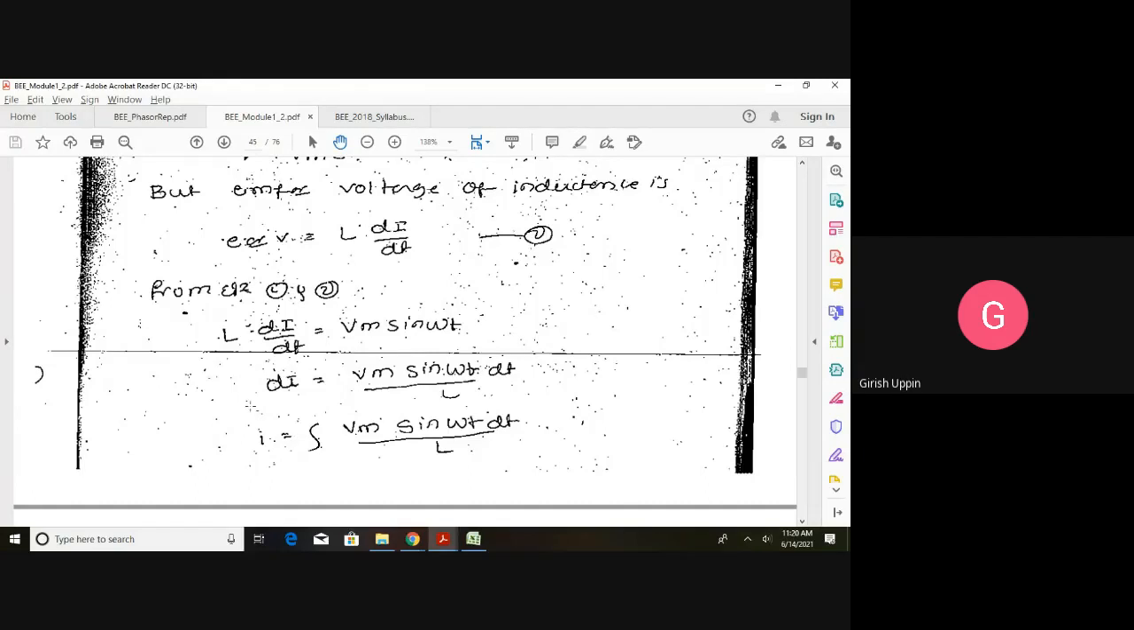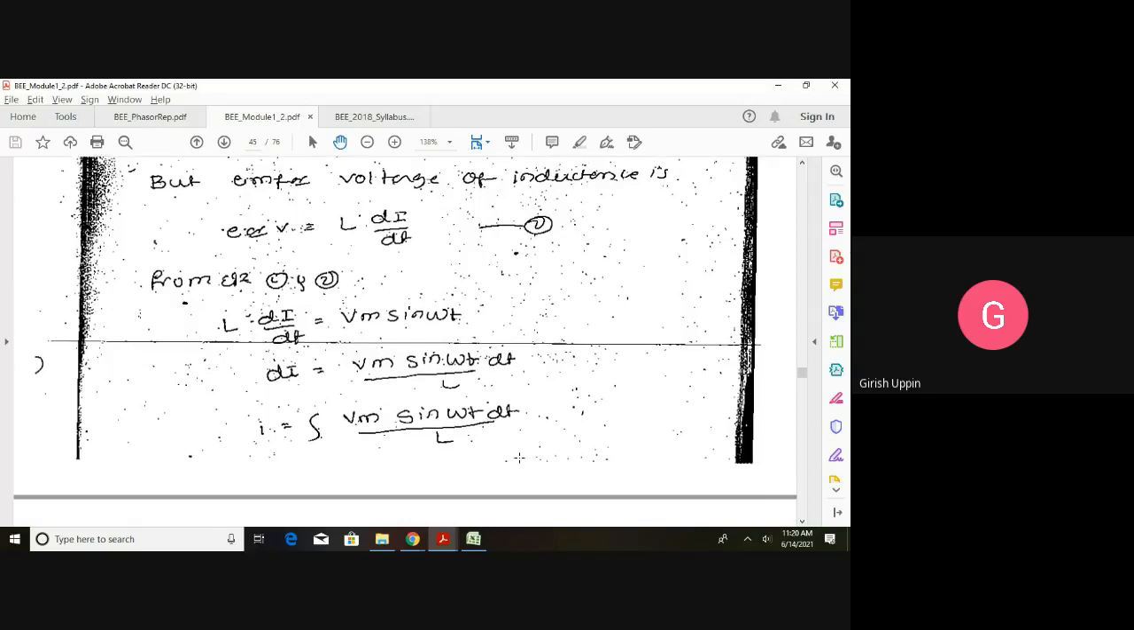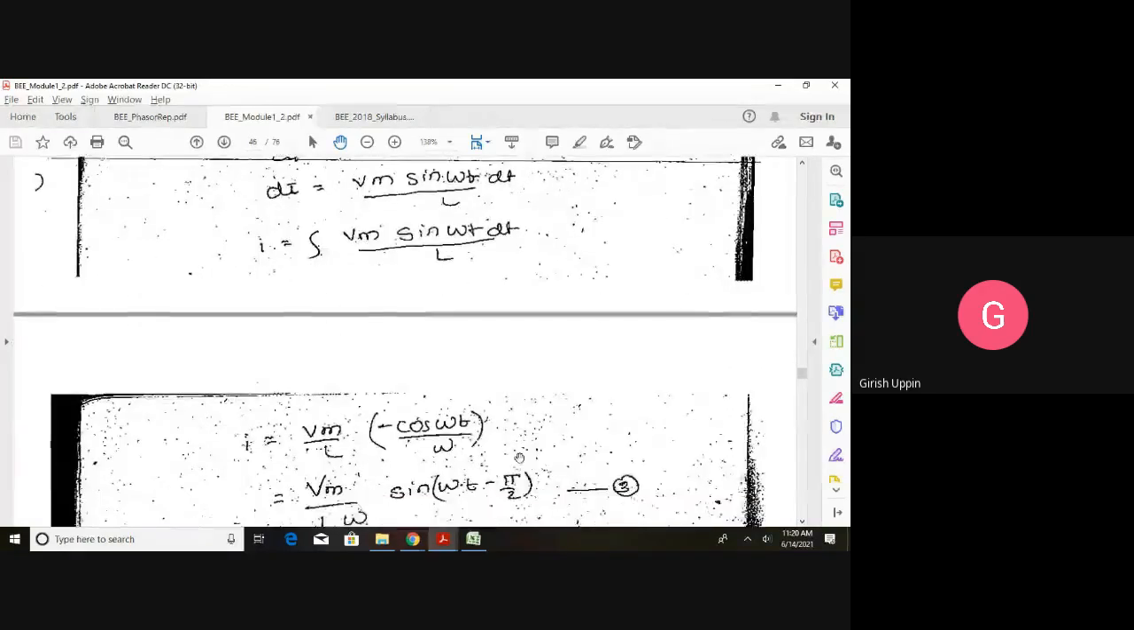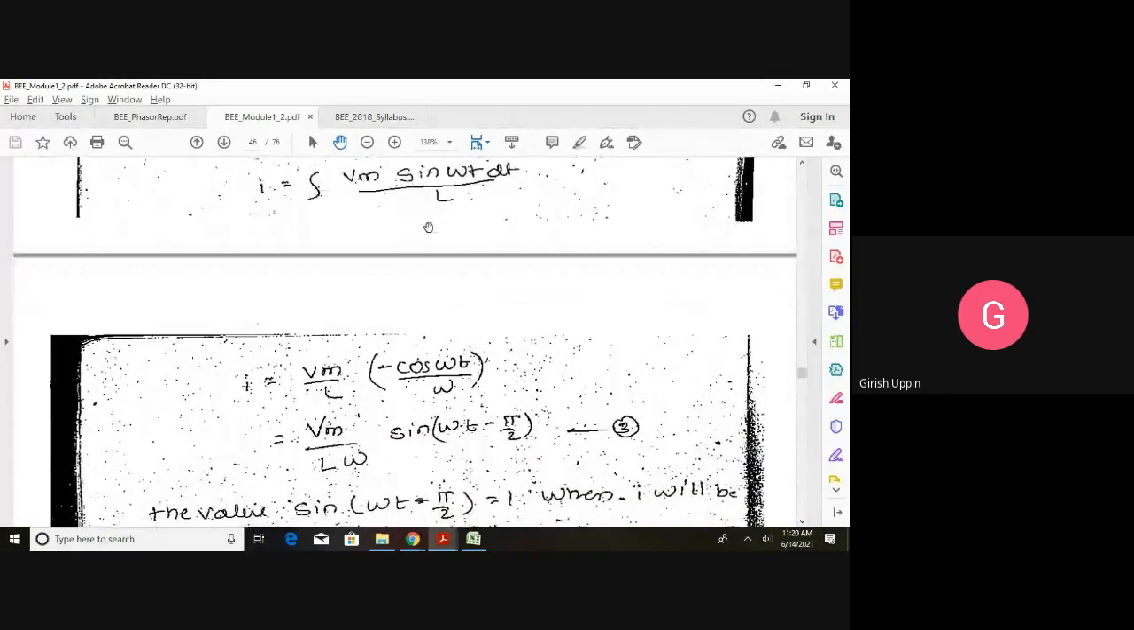If I integrate the left hand side, integration of di is i, which is equal to the integration of Vm sin omega t dt divided by L. So what is the integration that we get on the right hand side? Vm is constant, L is constant.